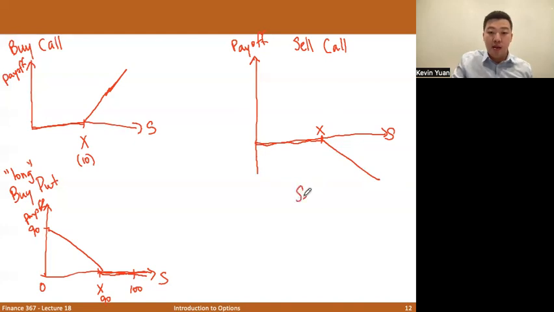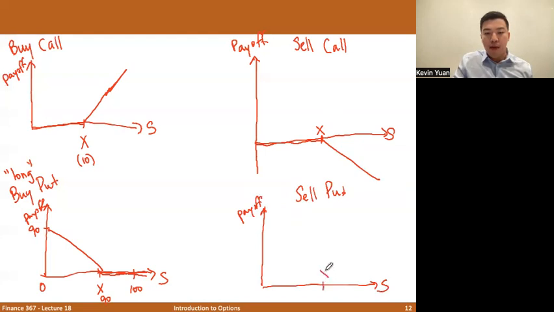Let's say you're selling a put option. Let's talk about that logic for a bit. So over here we have our stock price, and over here we have our payoffs. So what's going to happen if the stock price is above the strike price? Well, we know what's going to happen. That person's not going to execute the put option because they can get a better deal in the market. So that payoff is going to be zero.